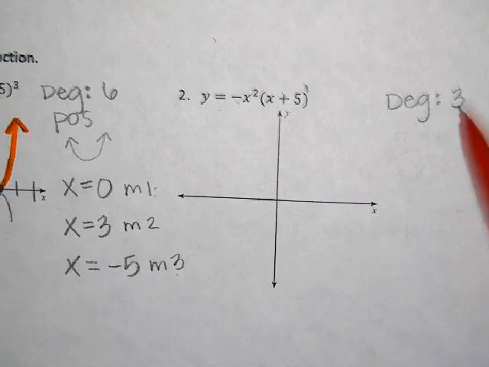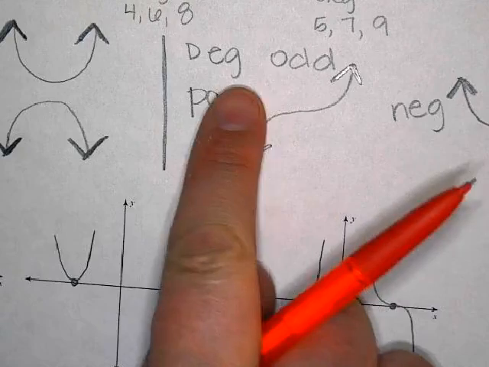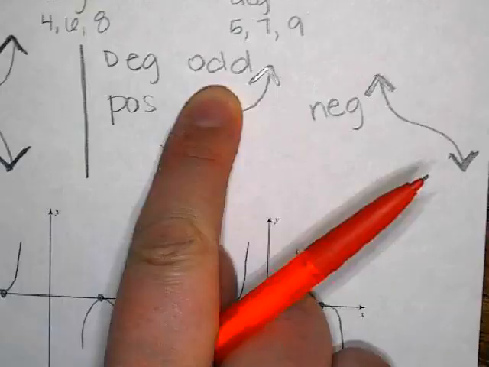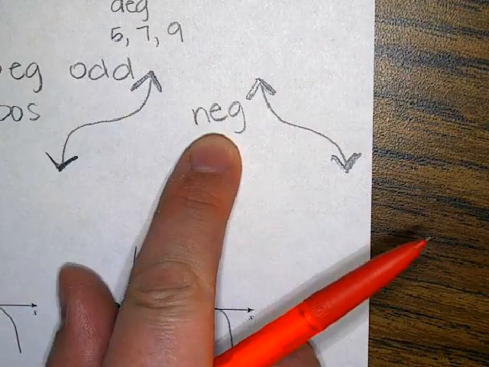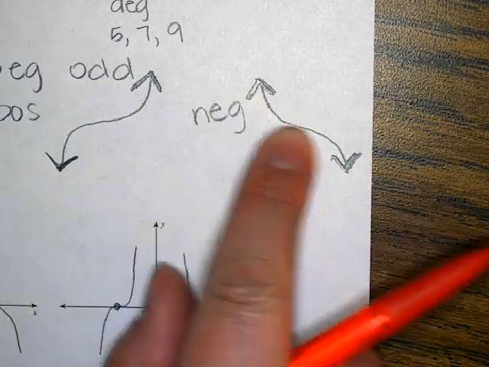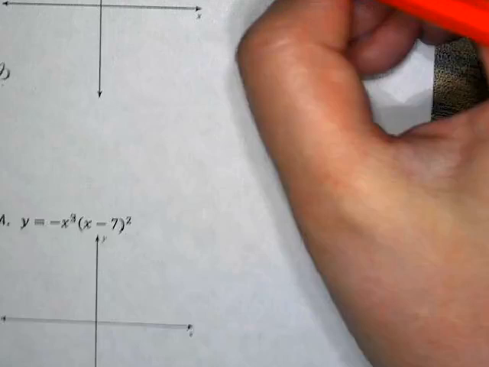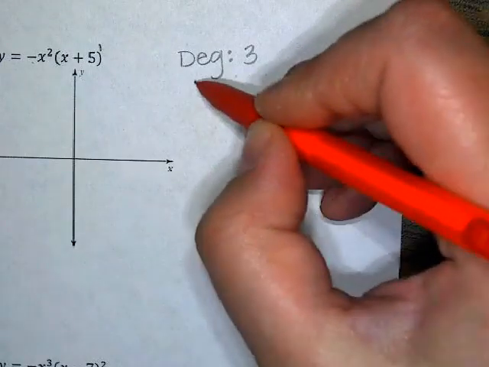So I'm going to look at this. I have an odd number for my degree with a negative in the front. So this is what my arrows are going to do. They're going to go up first, then they're going to go down. Okay, so I'm going to draw a little sketch of that so I don't forget. My arrows are going to go up first, and then they're going to go down.